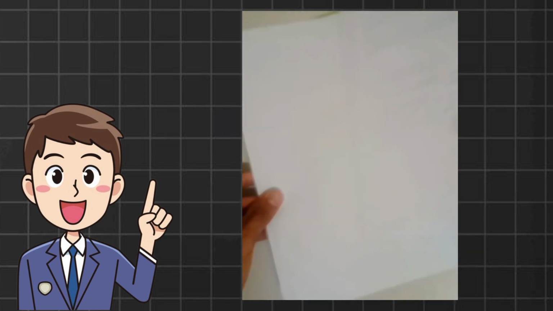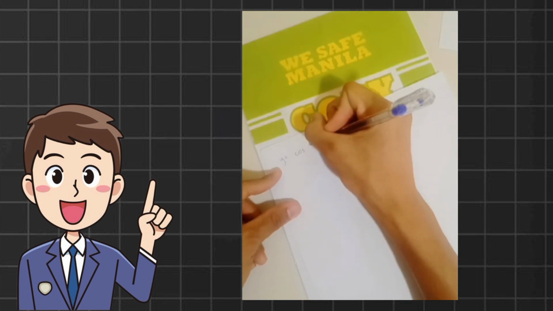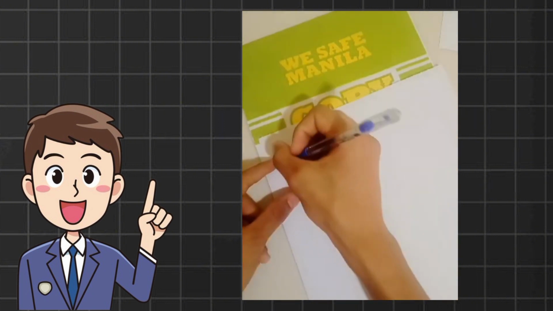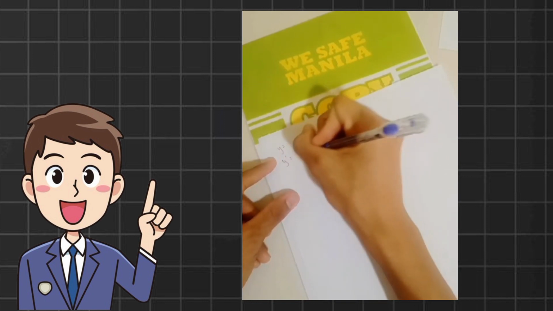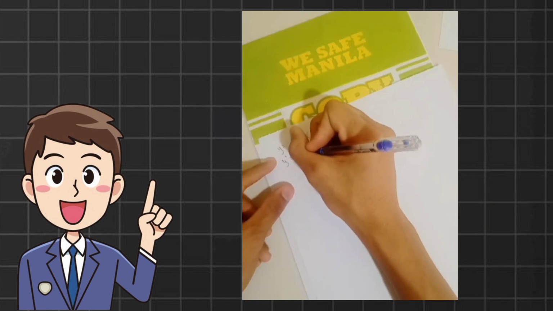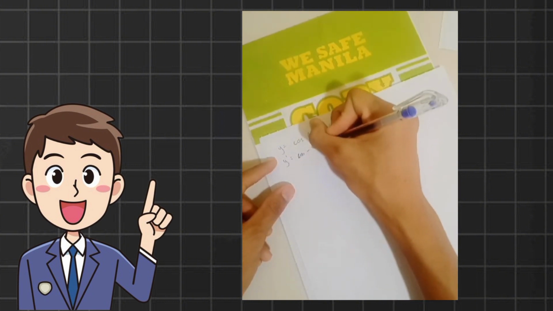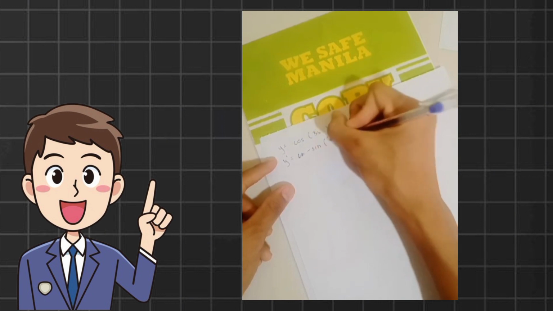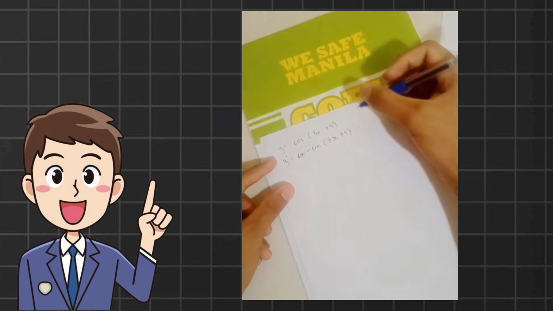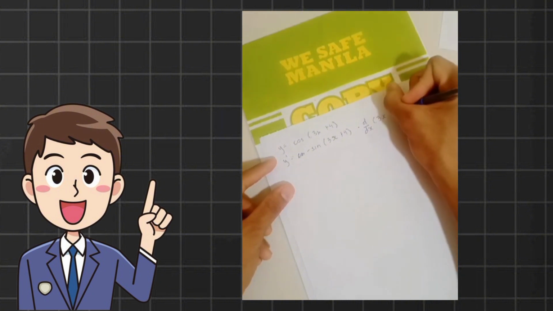Now let's move on to the next example. Y is equal to cosine of 3x plus 4. Then y prime is equal to the derivative of cosine, which is negative sine of 3x plus 4, multiplied by the derivative of 3x plus 4.